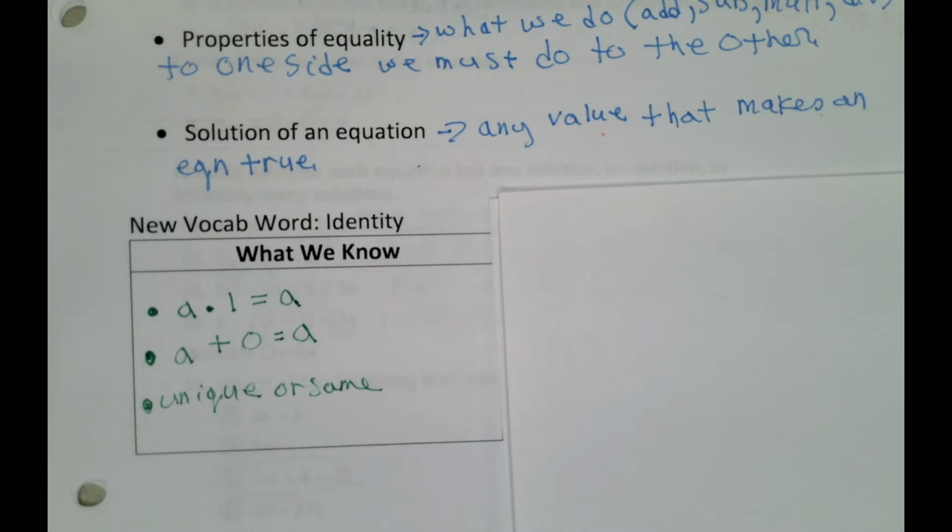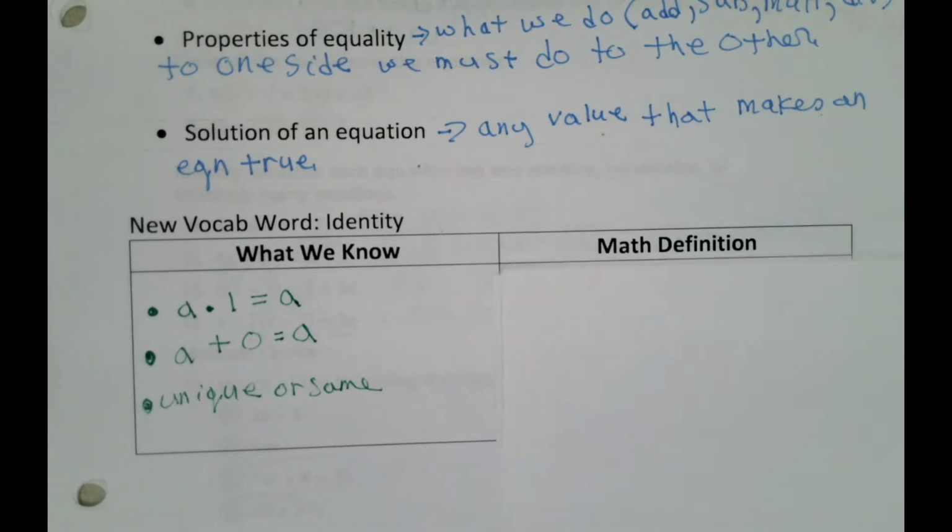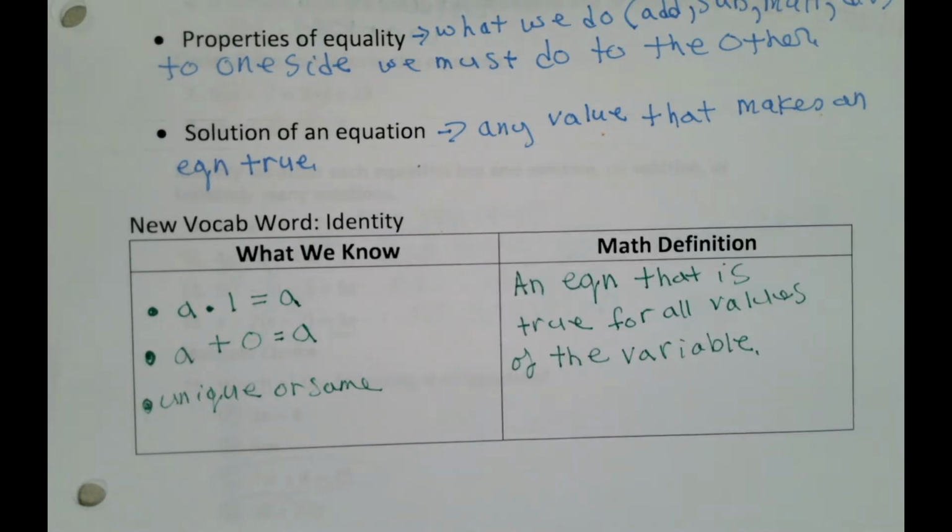We also know that in the real world, identity means unique or the same. But I bet you what you didn't know is identity has an equation meaning, a math meaning. It has a math definition. It is an equation that is true for all values of the variable. So any number you can think of to plug in for x, y, z, l, m, w, the variable, it's going to work. That means we have an identity equation.